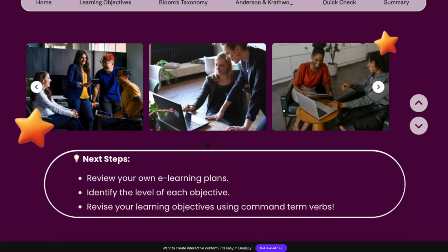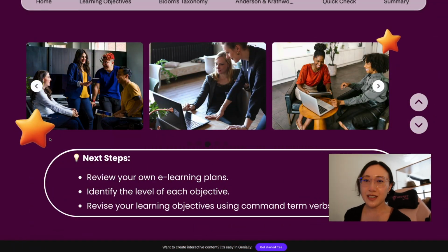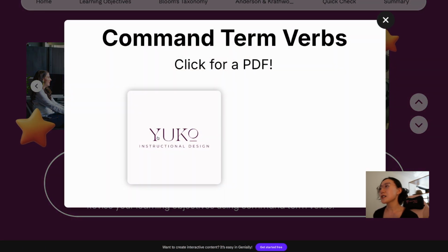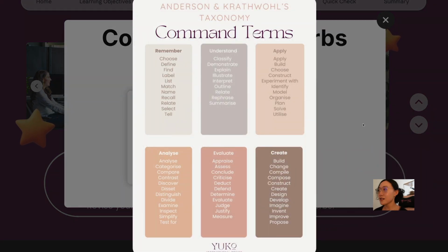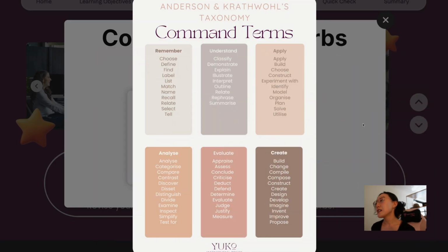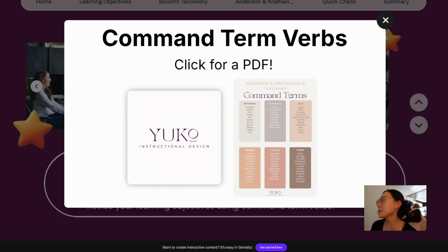Anyway, so I've got my star icons here, and they're my resources. So, command term verbs, click for a PDF. So I'm going to click my logo, UCO Instructional Design. And here we go. This is my Anderson and Krathwohl's taxonomy command term verbs. Super aesthetic. I love the colors. So that's a download. This is a PDF. This is a PNG, but I'll make it a downloadable PDF.